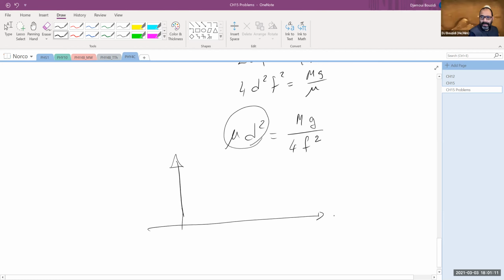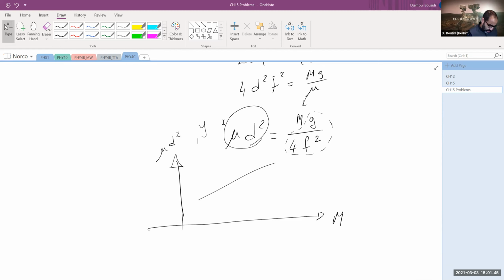Or which, yeah, m is my independent variable, and mu d squared is my dependent variable, okay? So if I plot this, it's going to be a line of some sort. And the slope of this line is exactly this number. So this is your x, this is your y. So if you plot this, mu times d squared, not mu, not d squared, not d, but the combination mu times d squared, because they tell you specifically in the question, graph mu d squared versus m.